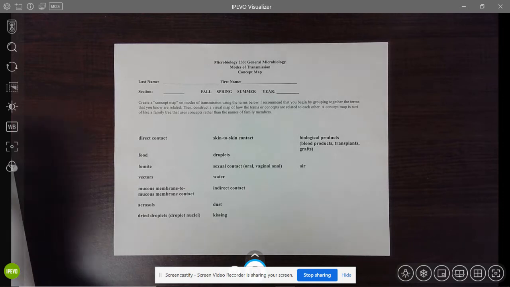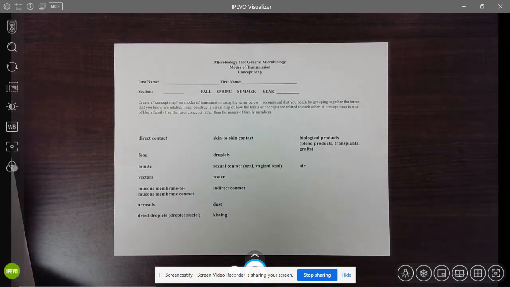Let's talk about modes of transmission. They're sometimes referred to as routes of transmission. I'm going to take you through these concepts and we'll take a look at the map that I would put together based on what's in your textbook. And then I'm going to talk a little bit more about why that is not the absolute authority on classifying these modes of transmission. So we're first going to start with what's in the textbook itself.